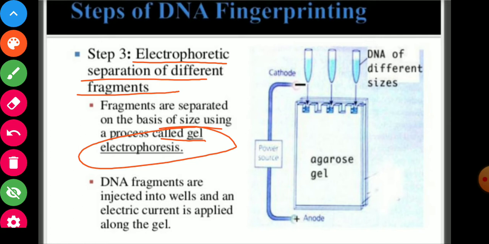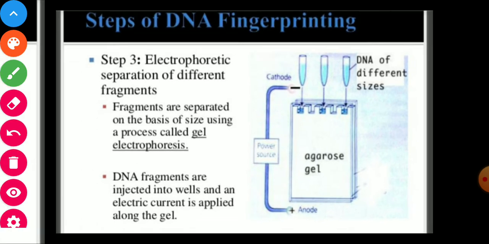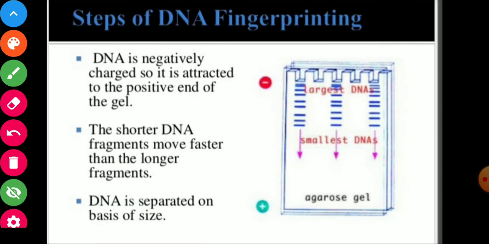The DNA fragments are injected into wells and an electric current is applied along the gel. So due to the electric current, DNA fragments move. As you know, DNA is a negatively charged particle, and they move towards the anode. DNA is negatively charged, so it is attracted to the positive end of the gel.